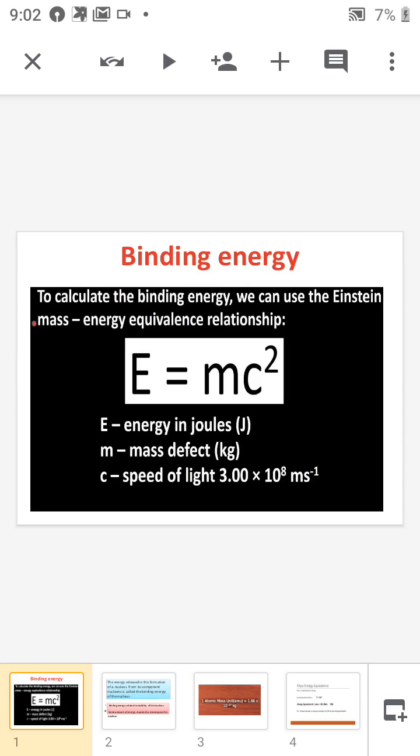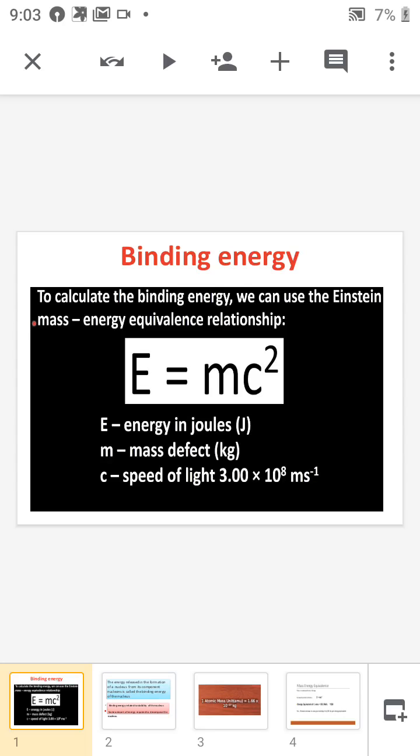So we can calculate this binding energy by using the Einstein mass energy relationship. We have already studied that the Einstein mass energy relationship is E equals mc squared. For calculating the binding energy, E represents the binding energy in joules, m is the mass defect in kg, and c is the velocity of light, that is 3 into 10 to the power 8 meter per second.